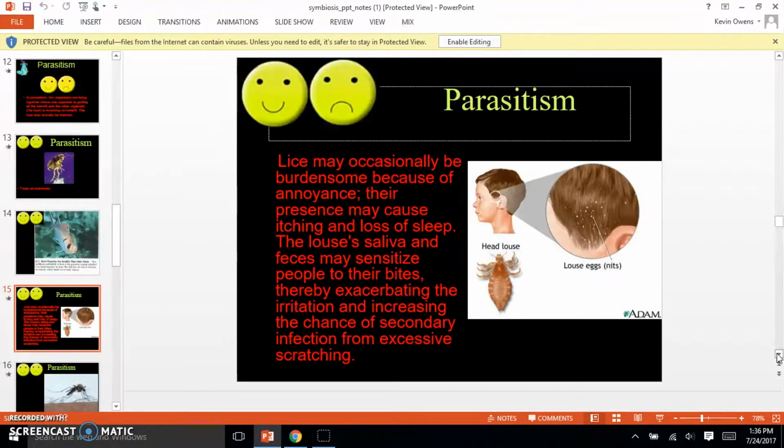Lice may occasionally be burdensome because of annoyance. Their presence may cause itching and loss of sleep. Louse saliva and feces may sensitize people to their bites, thereby exacerbating the irritation and increasing the chance of secondary infection from excessive scratching. This is something that usually occurs in elementary school, sharing helmets or brushes and things like that, but it's feeding off the human, and it's getting benefit, and the human is not.